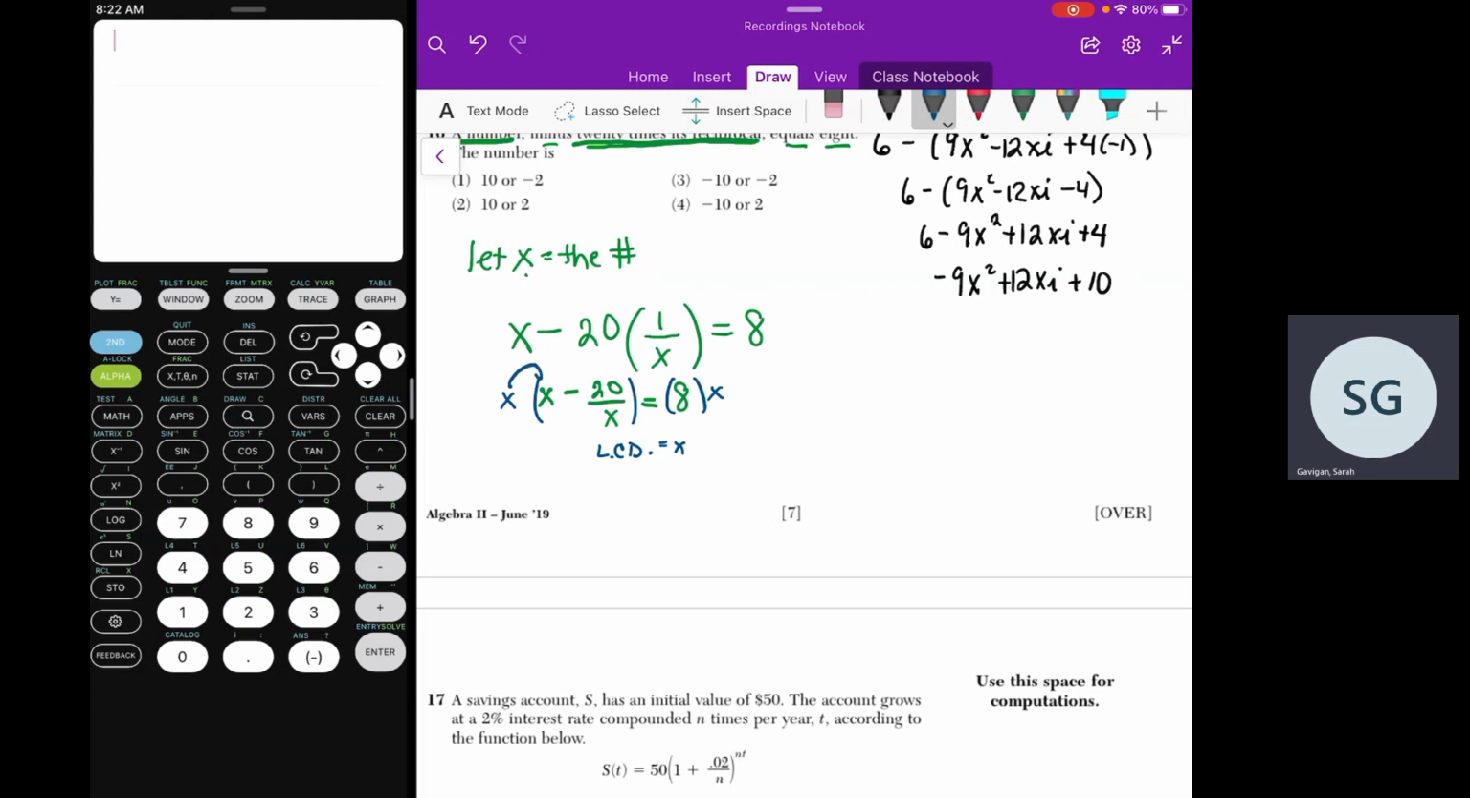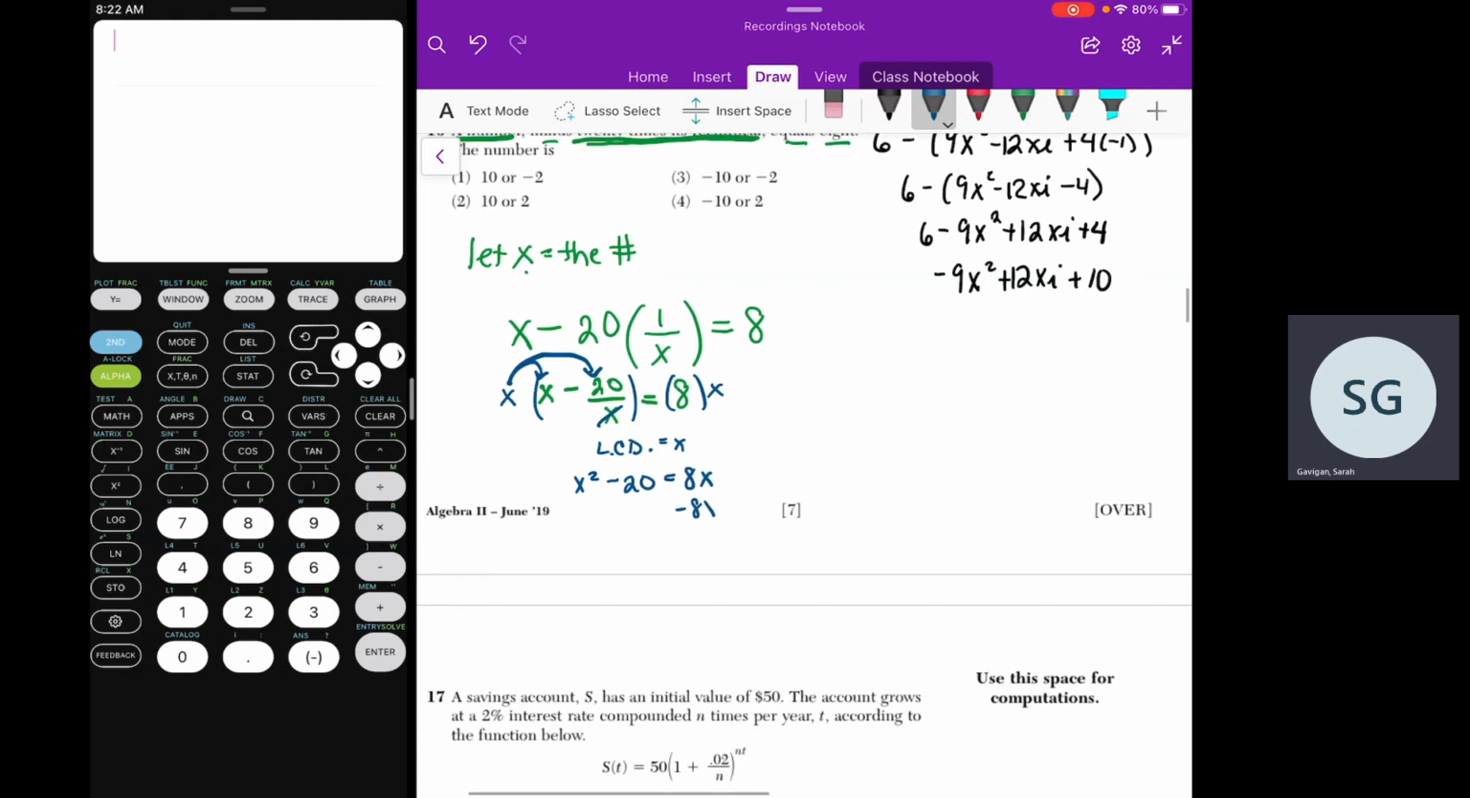If I multiply both sides by x, I'll get x squared, and x times that fraction is going to cancel out, so it's just minus 20. And on the other side, I have 8x. Since you have a quadratic, we need to get it equal to 0. And solve from here.